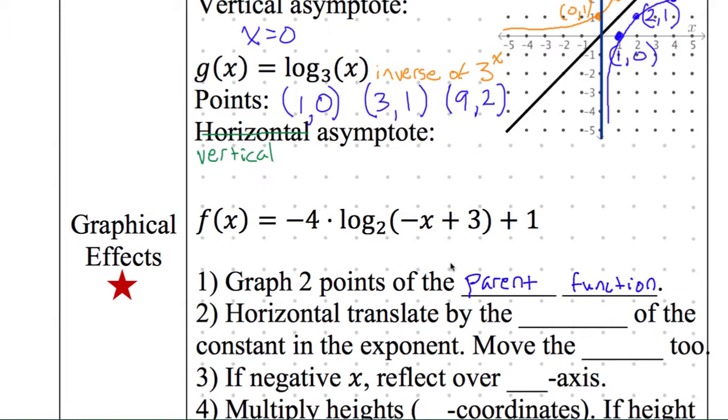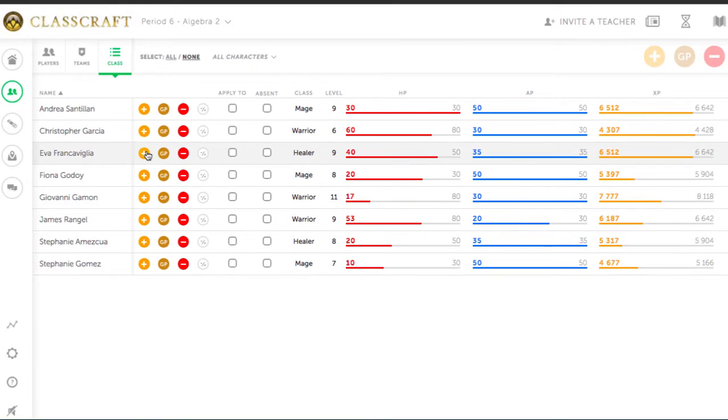Horizontal translate by the what? Of the constant in the exponent. There it is. Eva's killing it. Eva, try to do it without looking at the notes.